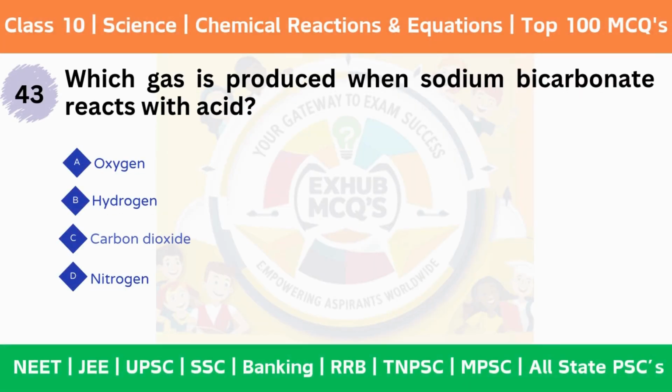MCQ 43. Which gas is produced when sodium bicarbonate reacts with acid? Option A, oxygen. Option B, hydrogen. Option C, carbon dioxide. Option D, nitrogen.